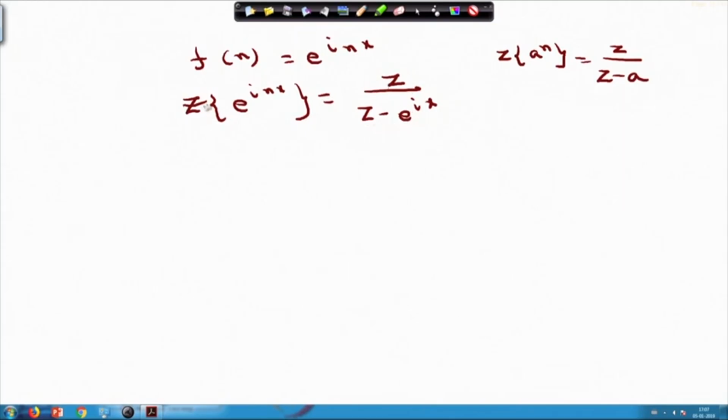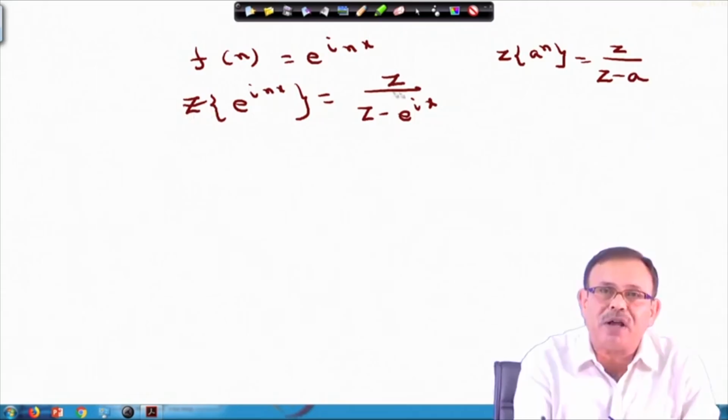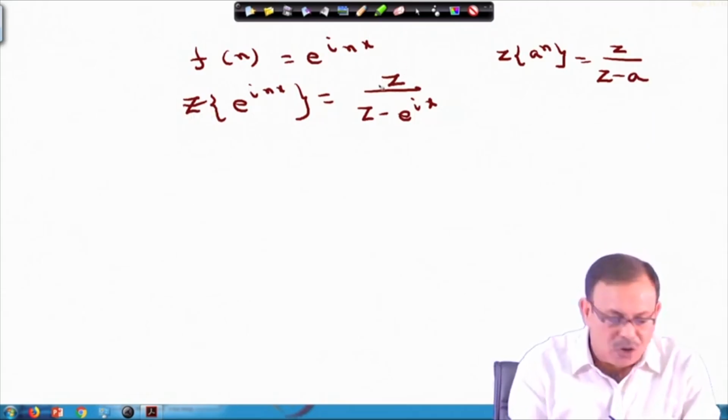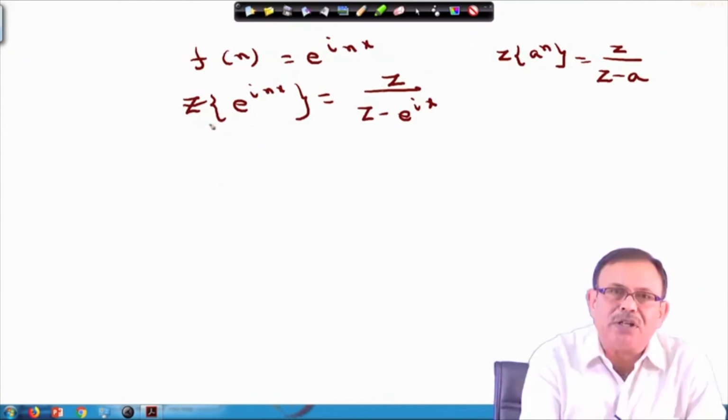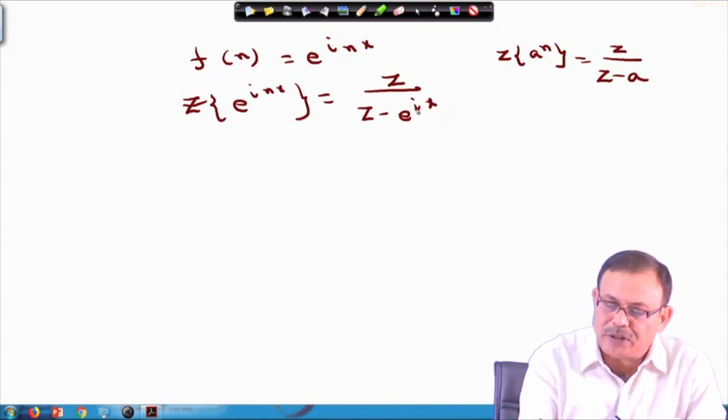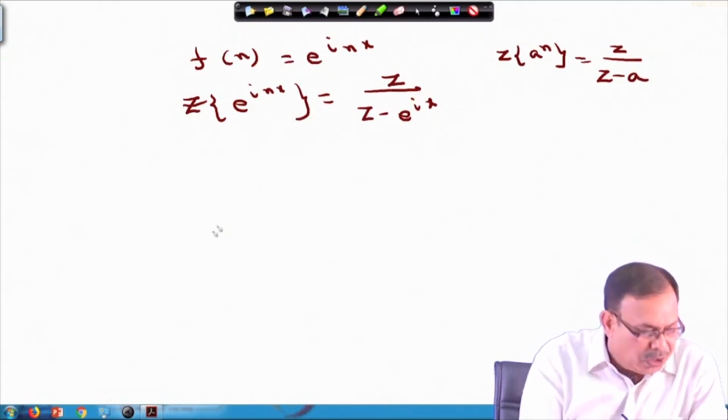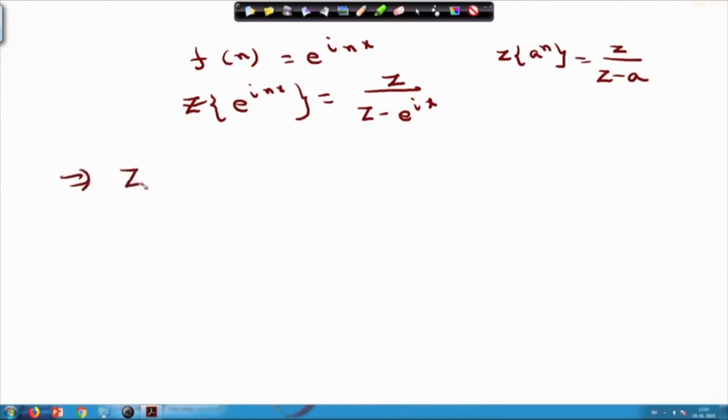Please note that I will use another notation here: this z is the parameter, which is a complex variable. Now, once I obtain the z transform of e power i n x as z by z minus e power i x, from here I can write, so that there is no confusion, the z transform of cos n x plus i sin n x, since e power i n x I can break into this.